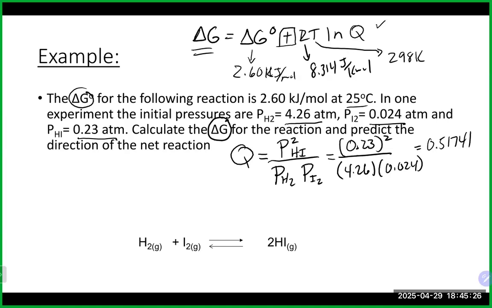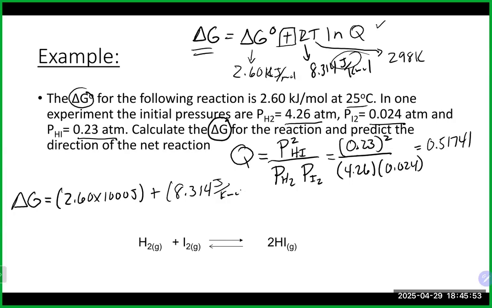So we are really ready to go here. We're going to put into our equation: delta G is equal to our delta G naught, 2.6 times 1,000 to convert it to joules. Again, I want to do that because R is in joules, so we do not get any issues with units here. Plus my R, which is in joules for me. Again, you could convert R into kilojoules if you want as well. Temperature 298 Kelvin, and our natural log of Q, which is 0.51741.